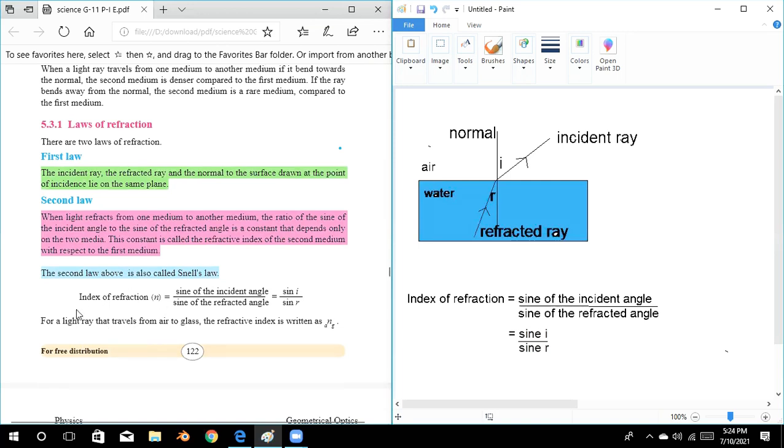Right. In the next video, we'll see what total internal reflection is and the critical angle.